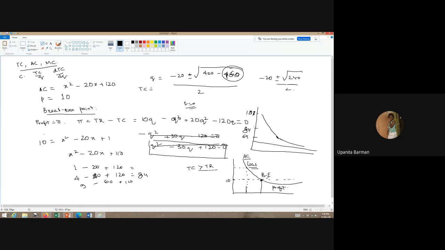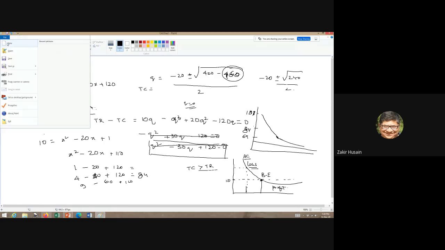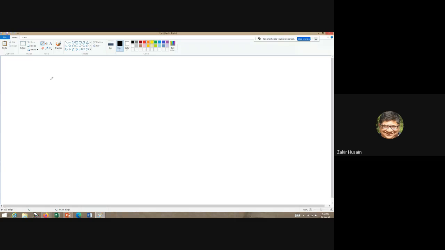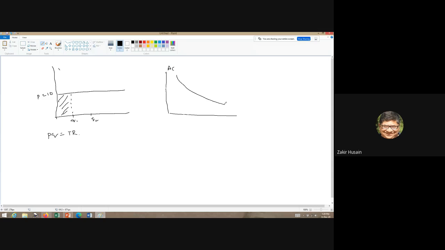So can I explain the second graph? This one. See, this is the price, right? Price equal to 10. So if I take any point over here, suppose I'm supplying this, Q1, Q2. What are these rectangles? Price into Q is total revenue. On the other hand, if I take not the average cost, then any point over here, this is average cost. So the rectangle is total cost. It's obvious.